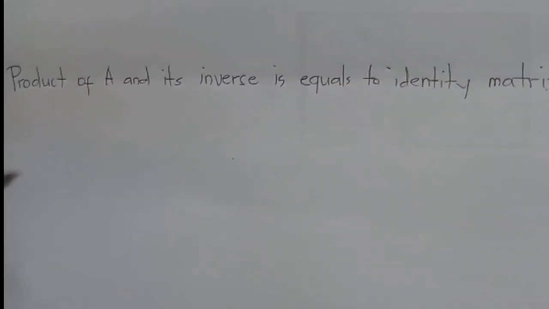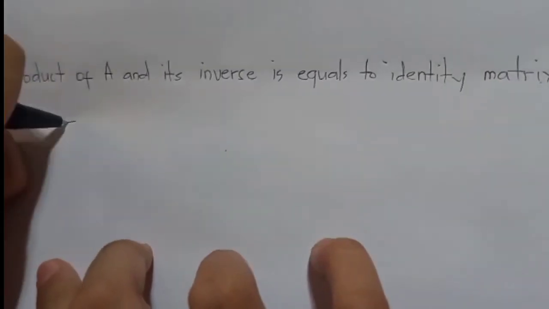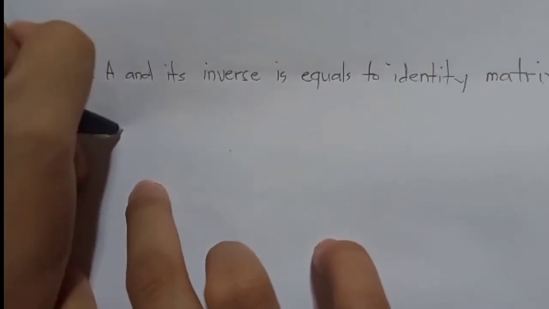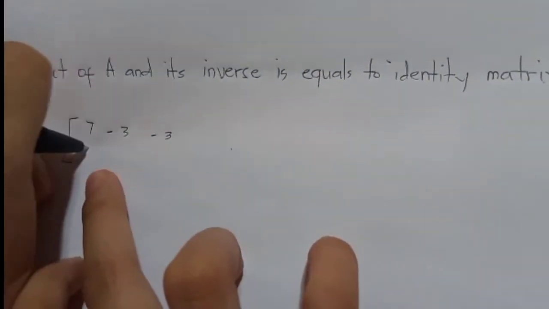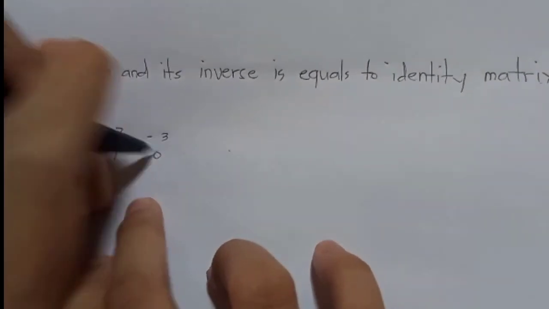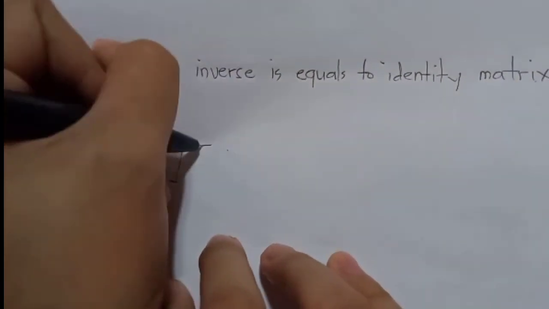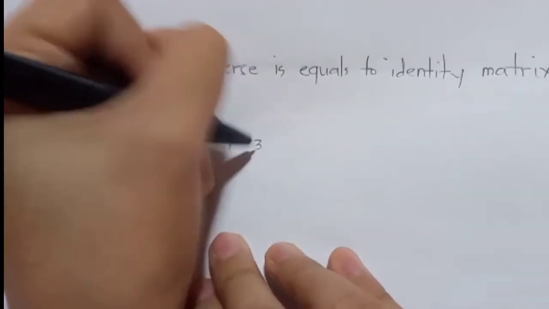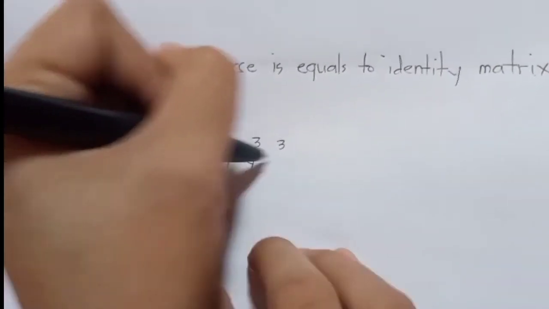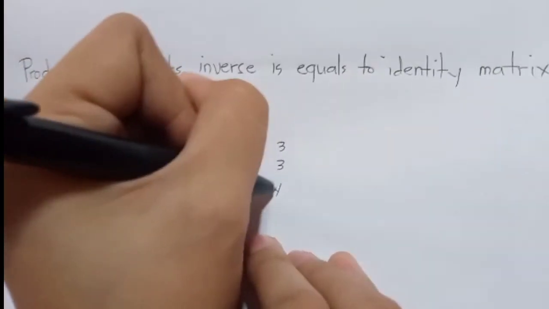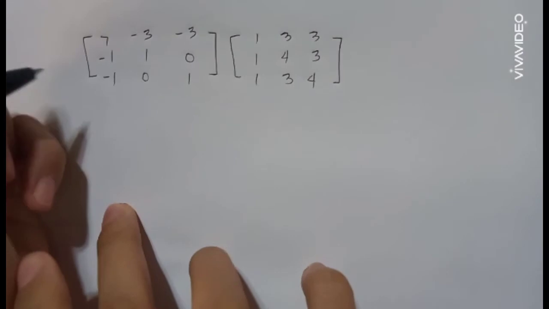The product of A and its inverse is equal to the identity matrix. So note that we can confirm that this matrix is the inverse of A by multiplying the two matrices and confirming that we get the identity. So 7, negative 3, negative 3, negative 1, 1, 0, negative 1, 0, 1, multiplied by 1, 3, 3, 1, 4, 3, and 1, 3, 4. So now we are going to multiply the two matrices.